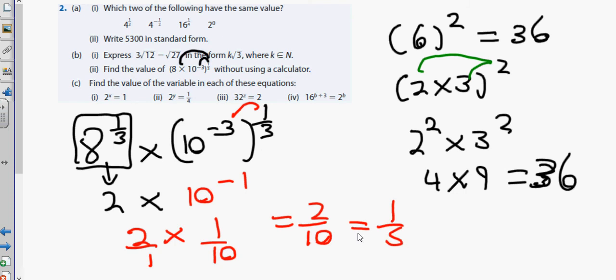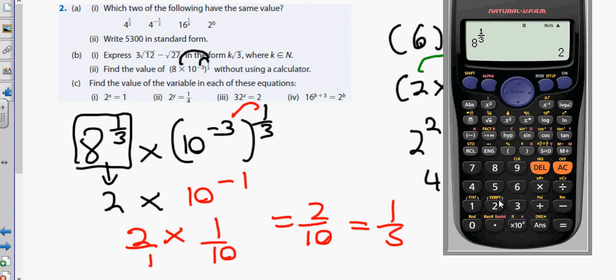Now remember, there's nothing stopping you from checking your answer. So what we can do here is we must have 8 multiplied by 10 to the power of minus 3.